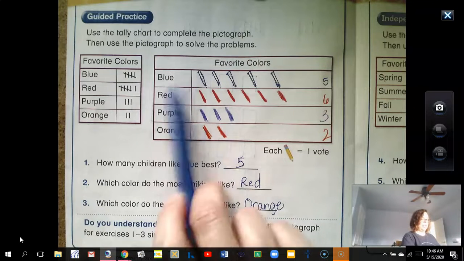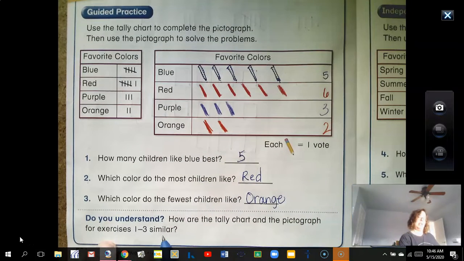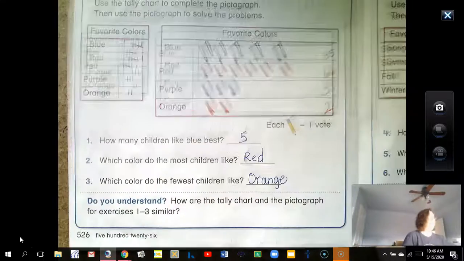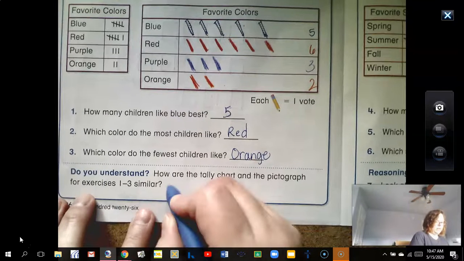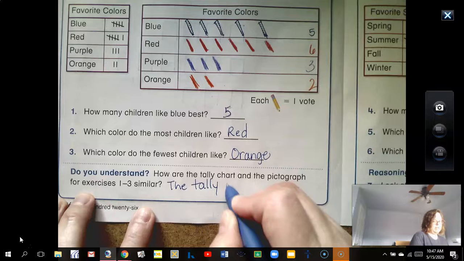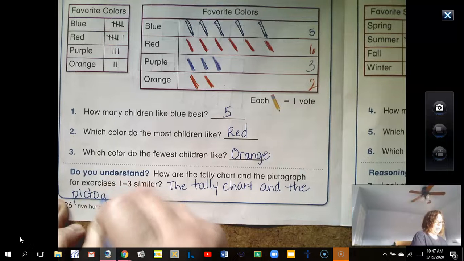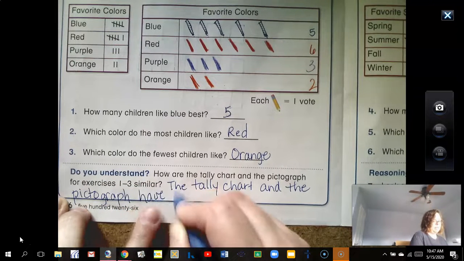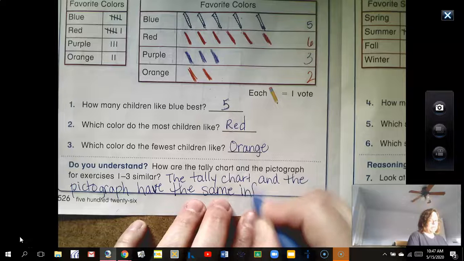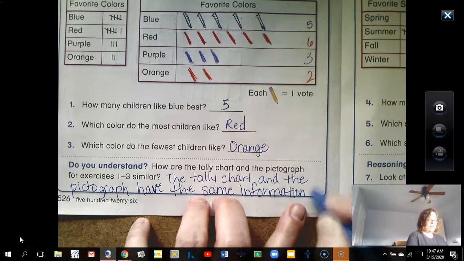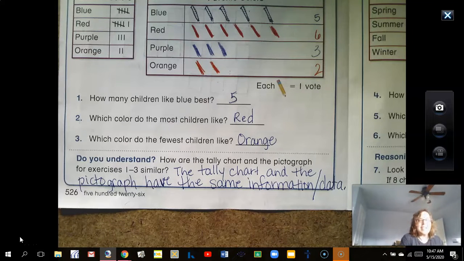How are the tally chart, this is a tally chart, and the pictograph, this is the pictograph for exercise 1 to 3, how are they similar? How are those similar? How is this and this similar? The tally chart and the pictograph have the same information or same data. The tally chart and the pictograph have the exact same information and data.